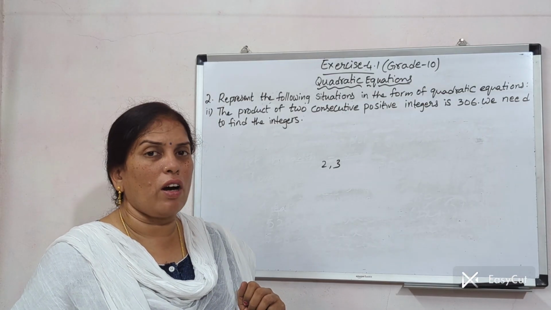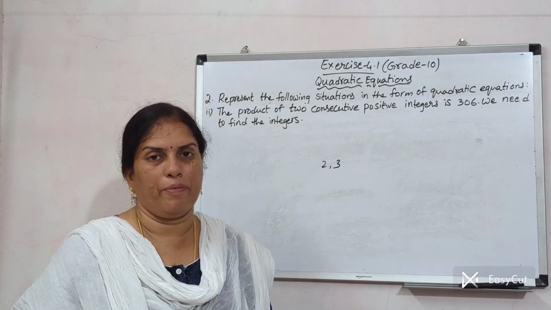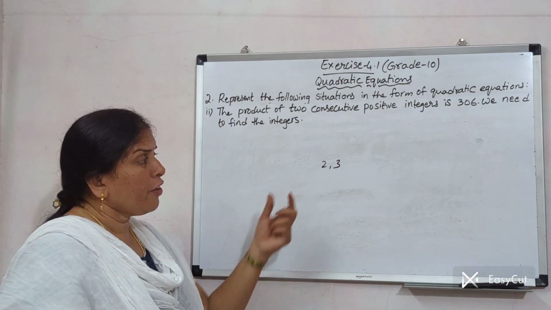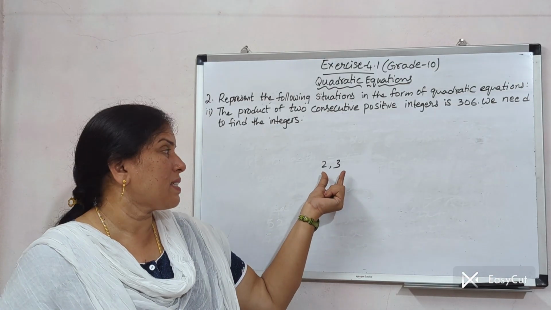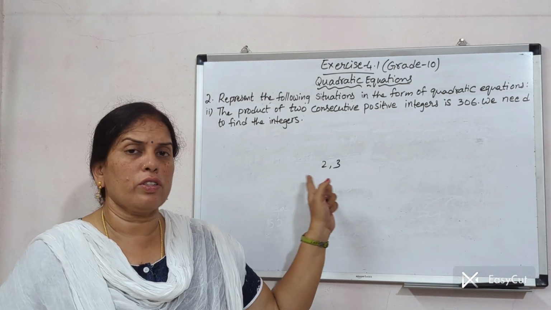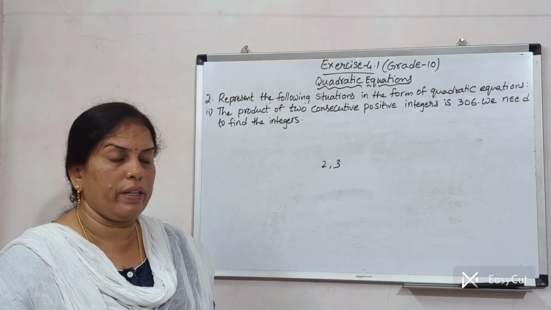All of you understood, ma? Consecutive integers means next number. Okay. Now, if I am taking an example, this is an example. 2 and 3 I am taking. These two are consecutive integers, positive integers.